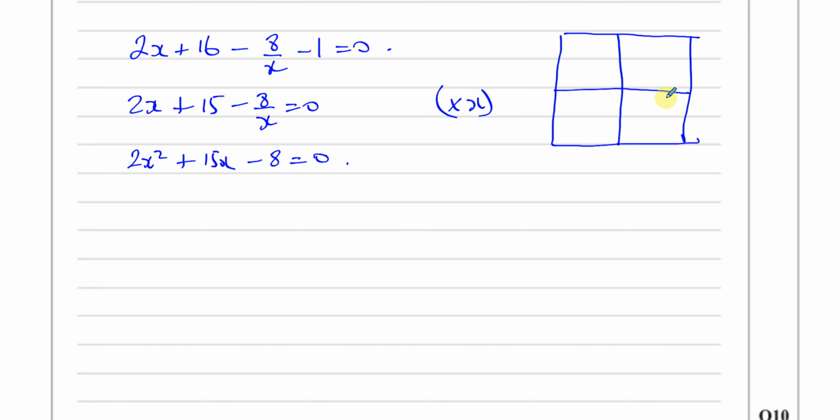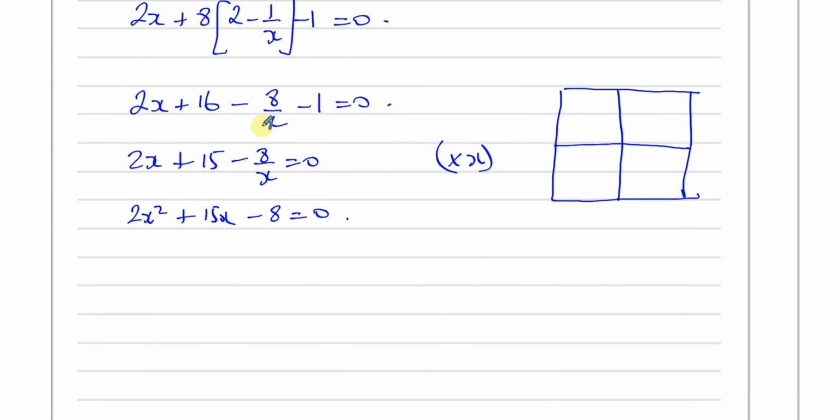Okay, now I'm going to factorize this. So I've got my 2x squared here, and I've got my minus 8 here. So I find two numbers whose product is negative 16x squared, and whose sum is plus 15x. I think that must be 16 and minus 1. So I'm going to have 16x here and minus x there. Those multiply to give you the same as these, and when I add them I get plus 15x. That's correct. So let me take out the common factor from these two, which is 2x.